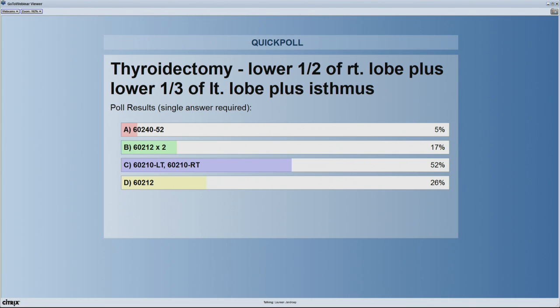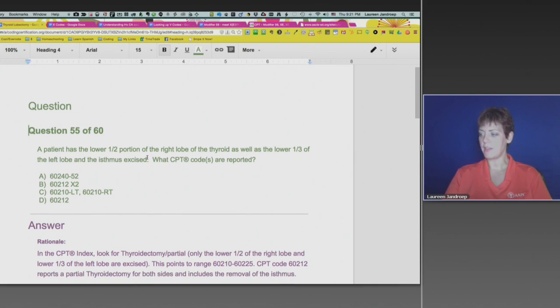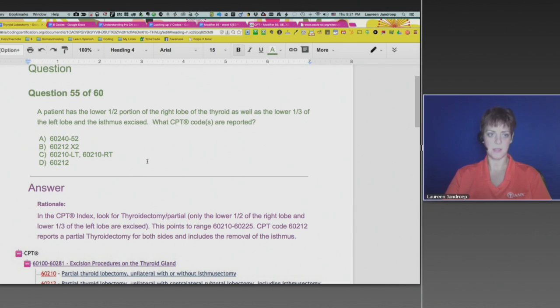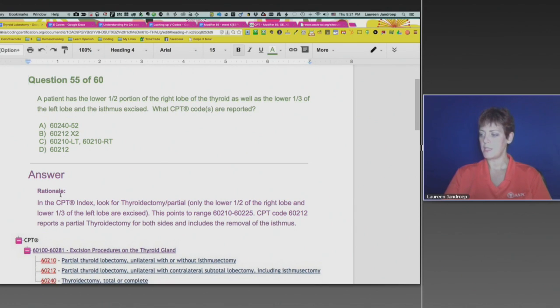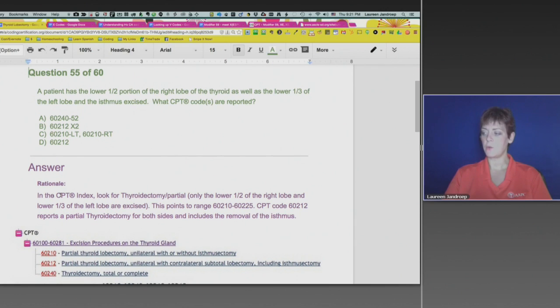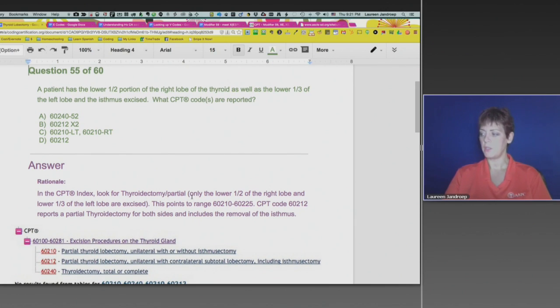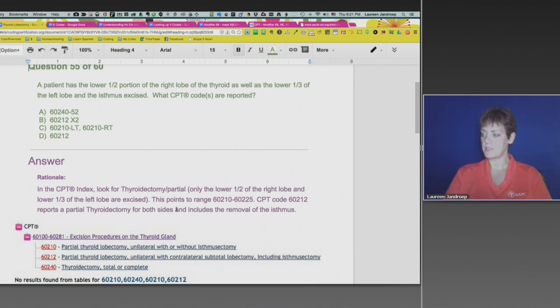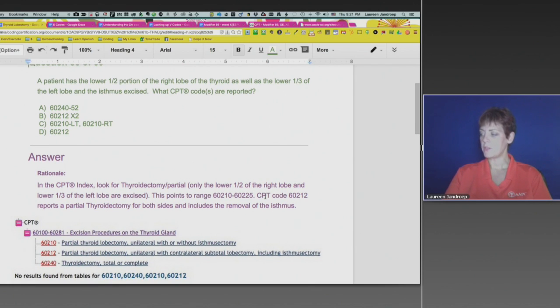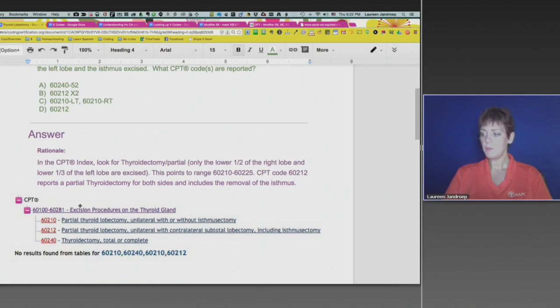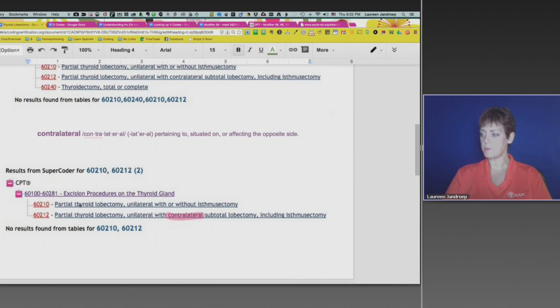So let's break it down. So here's the rationale as it's given if this was a practice exam that you purchased, and it would tell you in the CPT index, look for thyroidectomy, then go to partial. Only the lower half of the right lobe and the lower third of the left lobe are excised, and this points to the range 60210 to 60225. When you turn there, CPT code 60212 reports a partial thyroidectomy for both sides and includes the removal of the isthmus. So what I want to do is show you the picture right from CPT.